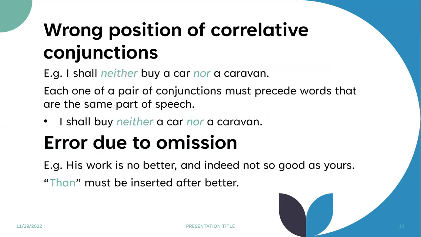Wrong position of correlative conjunctions. Example: I shall neither buy a car nor a caravan. Each one of a pair of conjunctions must precede words that are the same part of speech. So in the first example, neither precedes a verb, which is buy, and nor precedes a noun, caravan. So instead, the sentence would be written: I shall buy neither a car nor a caravan. So both precede a noun.